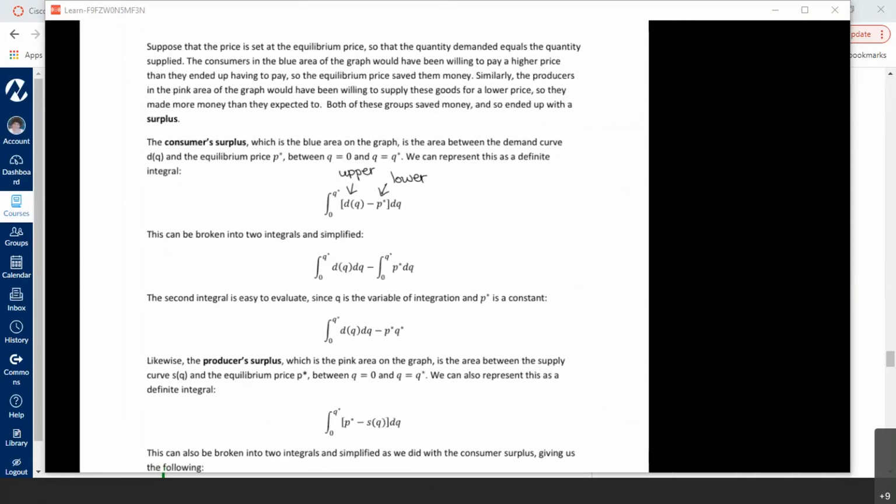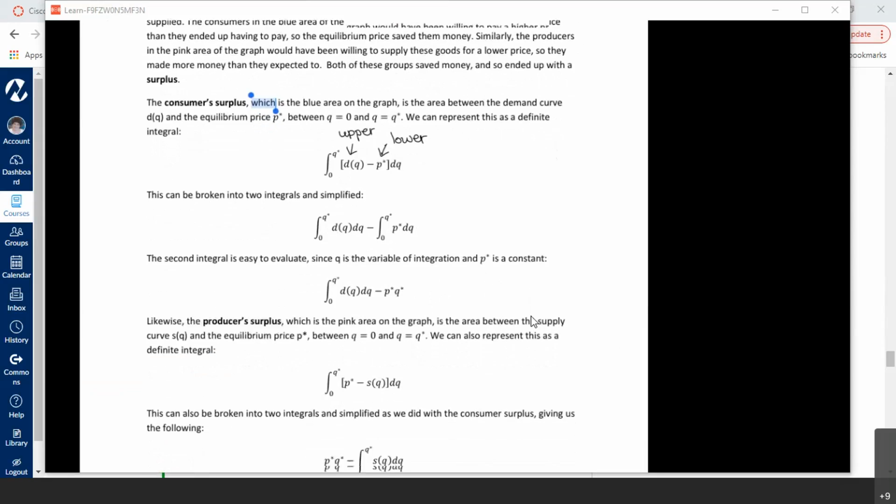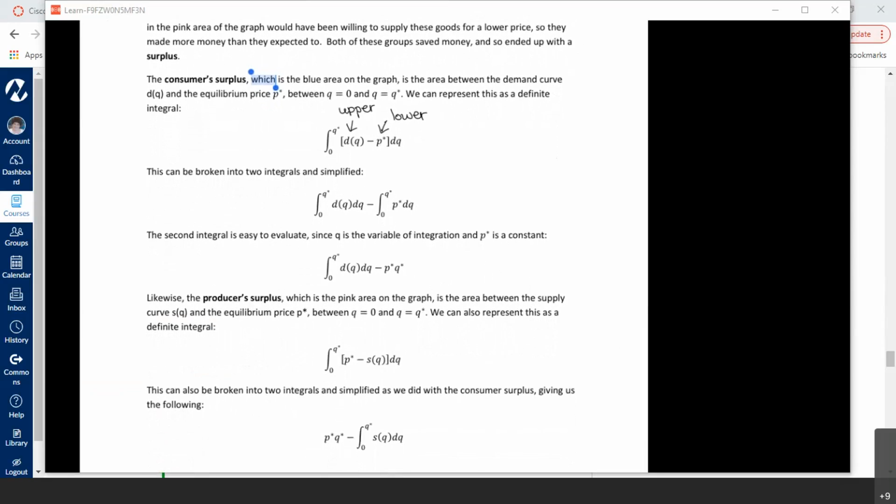Hopefully that makes sense. You can break this integral into two parts where you're integrating the demand curve first, and then you're subtracting the integral of P star. The second integral is really easy to evaluate because this is a constant. So all you're going to wind up with is Q multiplying your equilibrium price. And so you basically get this as your final formula.